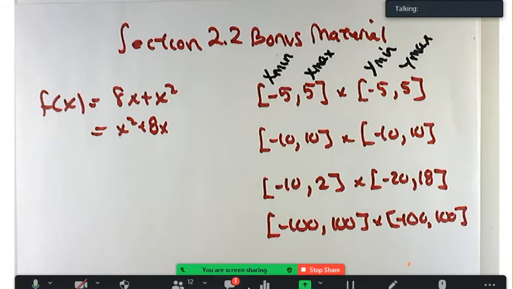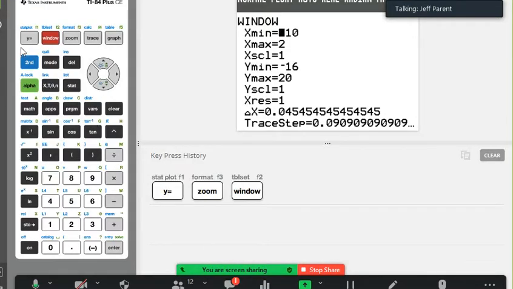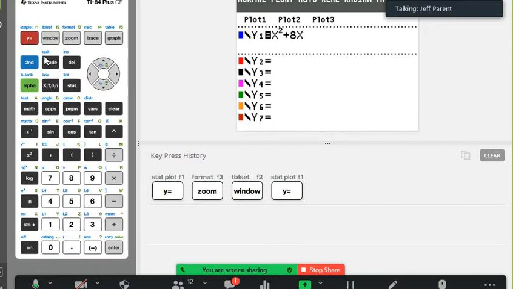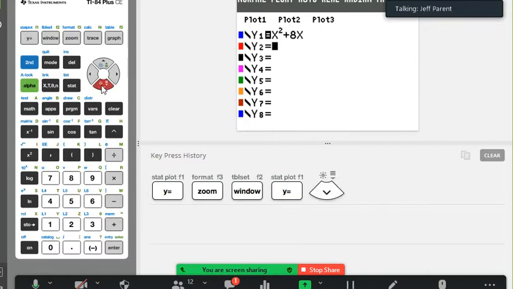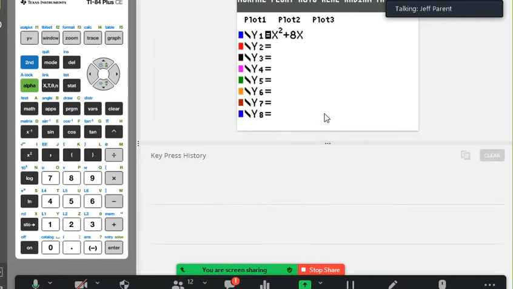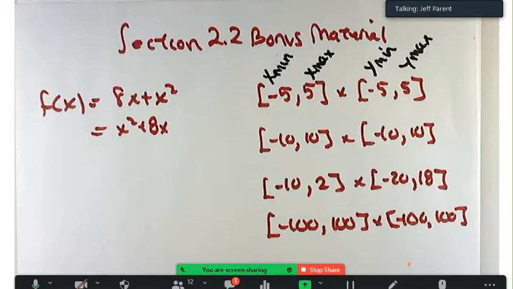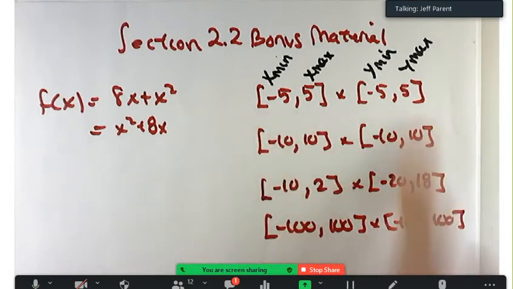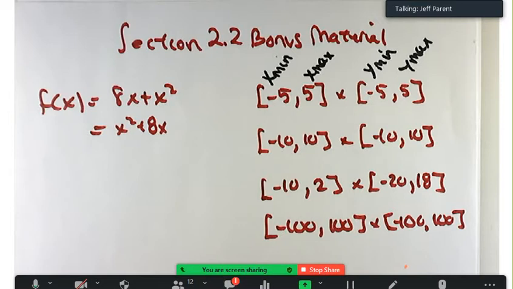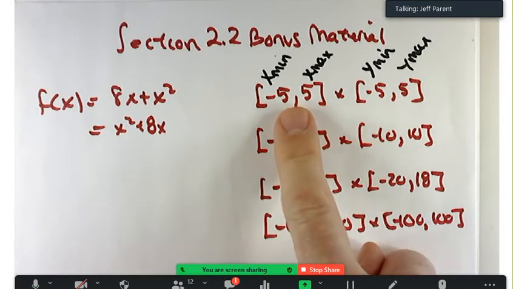So let's start by putting that function into our graphing calculator, into the y equals menu. So there it is, x squared plus 8x. Let me clear out all this old stuff here. From there, I want to adjust my window. Now, in the problem that you'll see in the text, they've given you 4 different windows, and they want you to try and pick which one's best. So we'll start by plugging in this one.